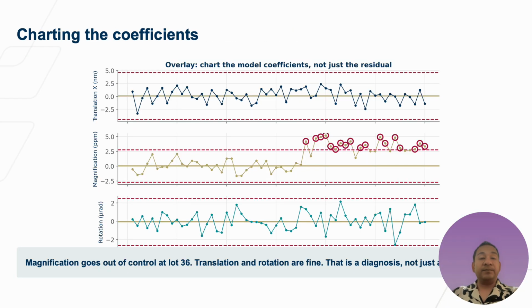And here it is working. 3 charts, 1 per coefficient. Translation in X is in control throughout, rotation in control. Magnification goes out of control at lot 36 and stays out. That is the diagnosis. Magnification out of control with translation and rotation in control points directly at thermal effects or lens heating, which is a specific investigation on a specific subsystem. Contrast that with a single mean overlay chart, which would have told you overlay is bad and handed you the whole scanner to search. The chart's diagnostic power comes from the model, not from the statistics. The statistics are the same Shewhart machinery in all 4 charts.